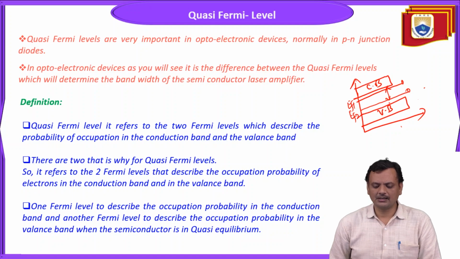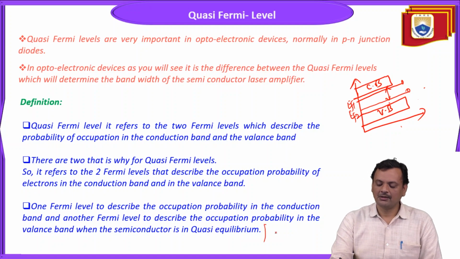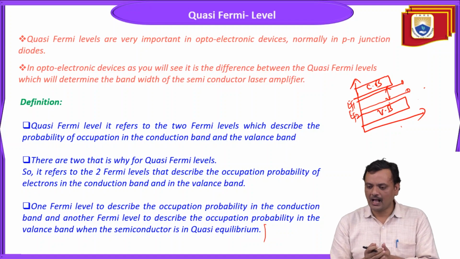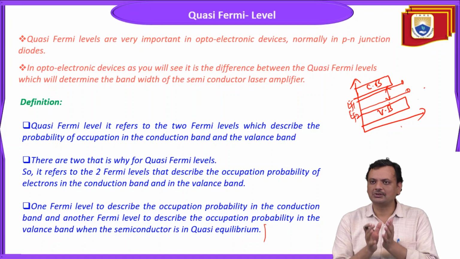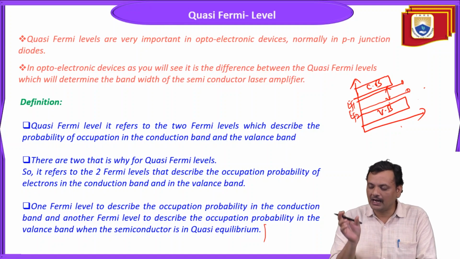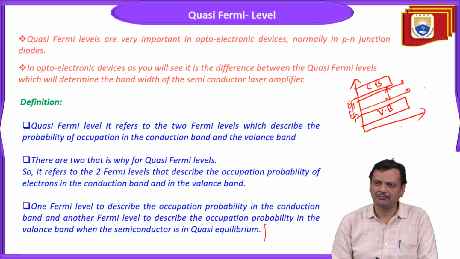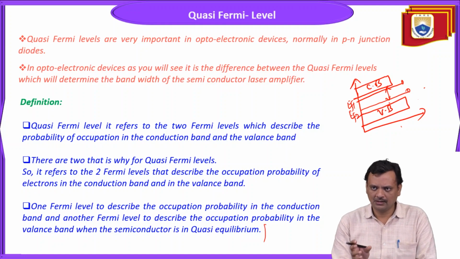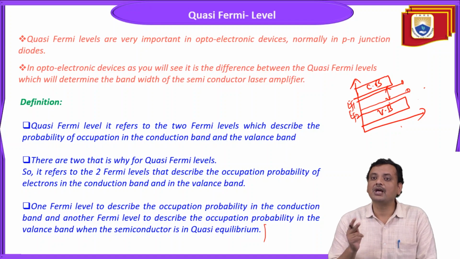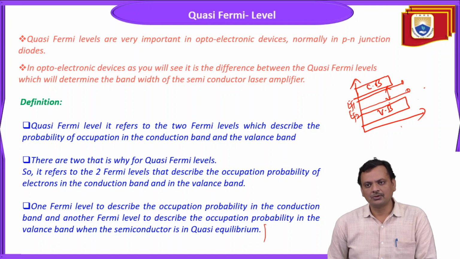When the semiconductor is in quasi equilibrium, meaning both types of pumping sources are available and still your system is in equilibrium, meaning the number of available charge carriers in the conduction band and in the valence band remains the same, constant. Such a type of equilibrium is known as quasi equilibrium because there are two types of pumping sources available.